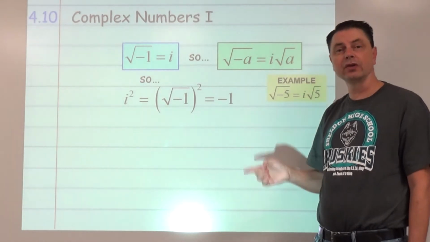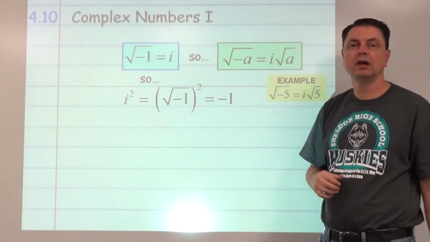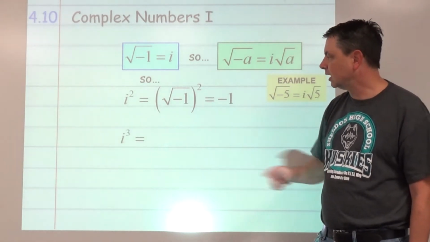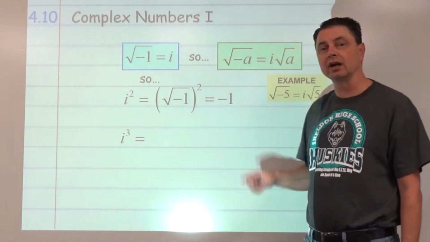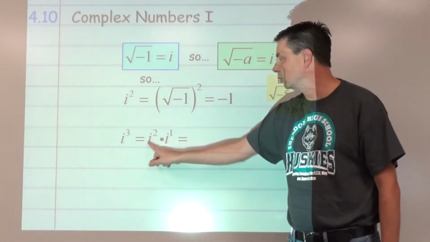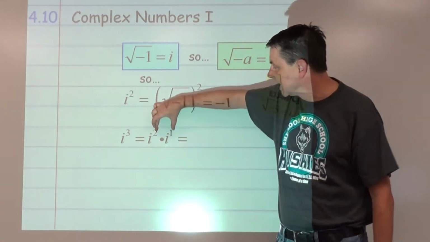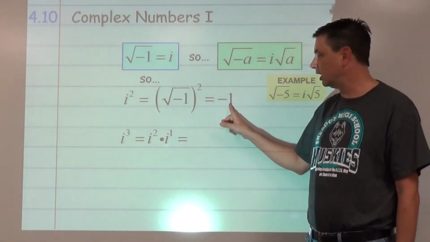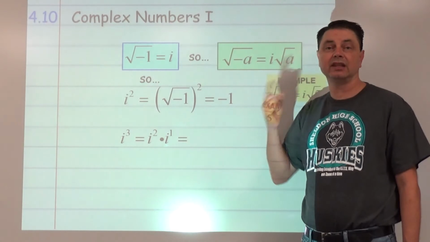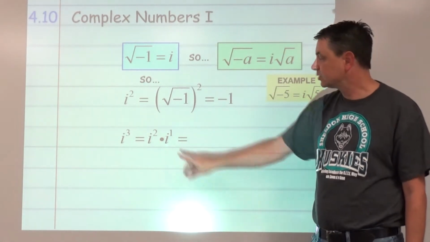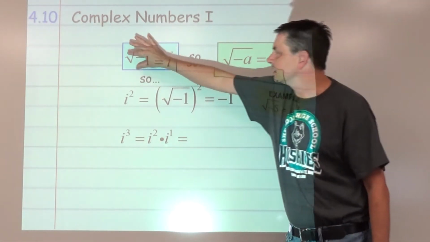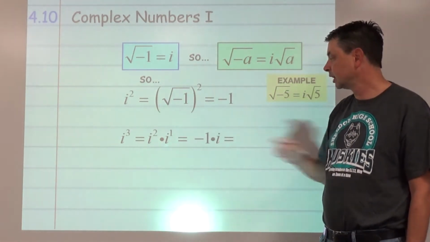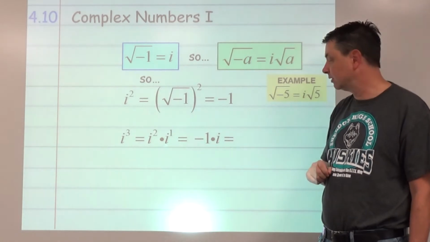And then i to the third, we can break up and use properties of exponents, the product property. i to the third is just i squared times i to the first, because when we multiply with like bases, you just add the exponents. And i squared is -1, and anything to the first power is itself, so that's i. We don't go back to the square root; we want this in terms of i's. So -1 times i is -i.